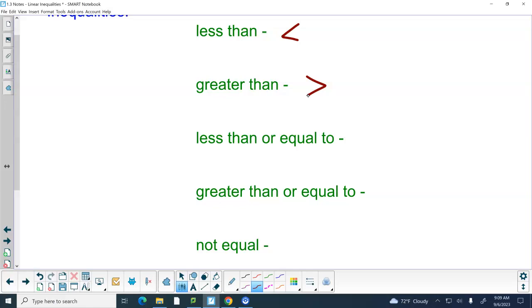Then we've got less than or equal to, that adds the bar at the bottom, and greater than or equal to. And then we have this new one, probably for you: not equal to, the equal sign with a slash. It's the one inequality that we rarely use, but it's out there.